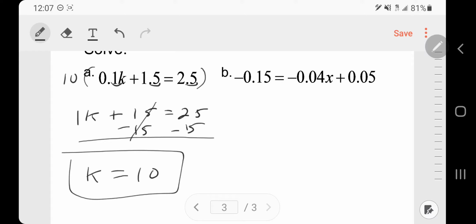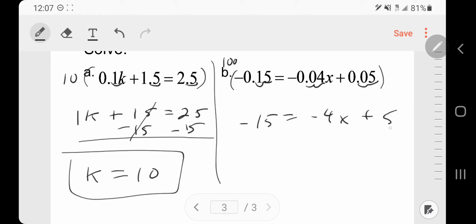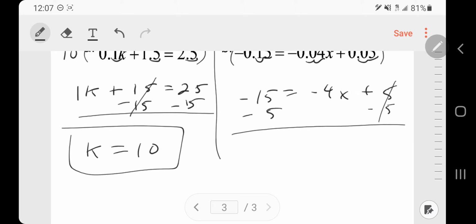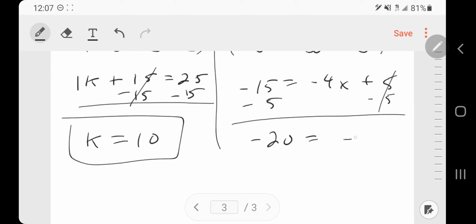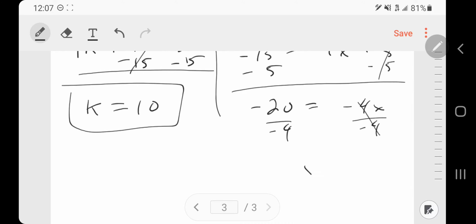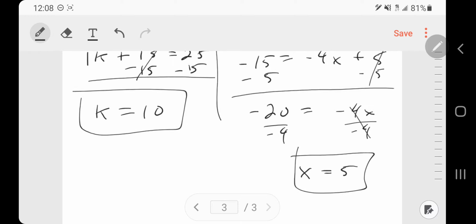In the second one, we have two decimal places in each of these, so our largest number of decimal places here is 2. So we'll multiply this by 100 and move our decimals 2 places each. So we get negative 15 equals negative 4x plus 5. Now we have a two-step equation. Let's get our variable by itself, get rid of all that stuff on the right side. So we'll have negative 20 equals negative 4x. And then divide by negative 4, and you get x equals 5 as our final answer.